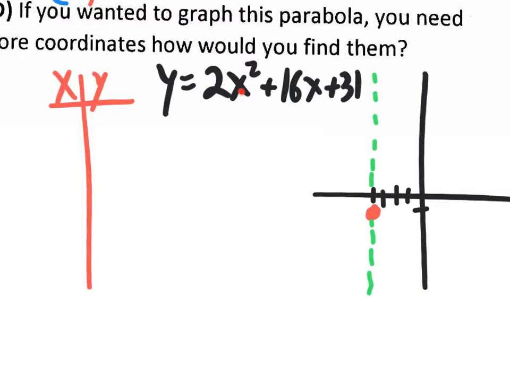If I plug in 0, 0 is great. You know why? Because when you plug in 0, it's really easy. 0 squared is 0. 2 times 0 is 0. 16 times 0 is 0. 0 plus 31 is 31. So if I actually plugged in a 0, I would get out 31. Imagine trying to graph that, right? 0, 31. Negative 2. No, that's not going to work.